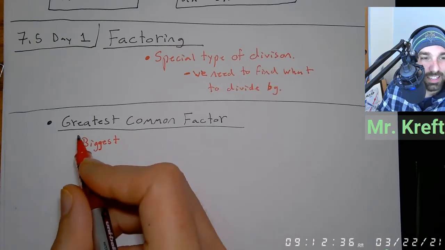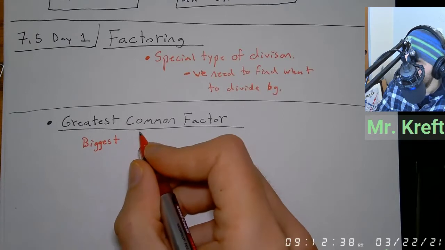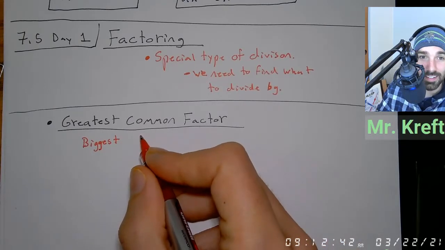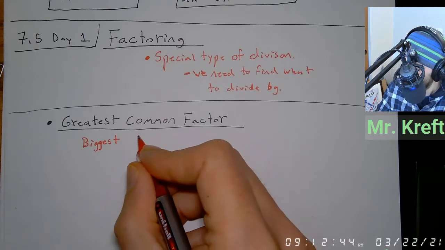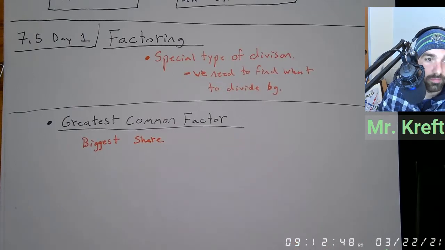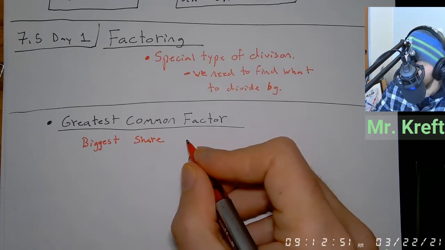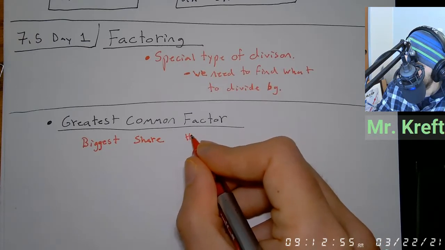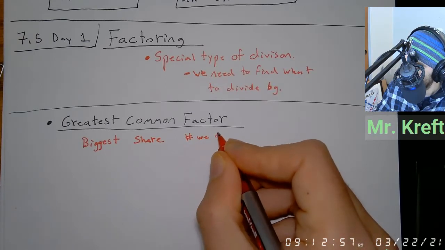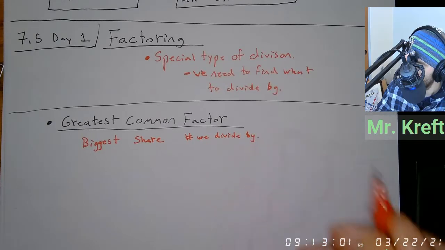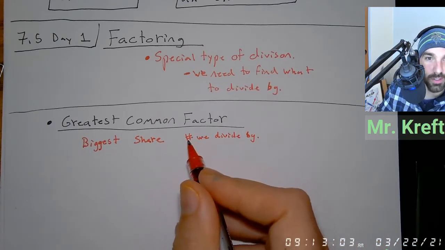All right. So biggest. Common means that they share it. And then factor is a number we divide by. Are you guys okay with me using this?